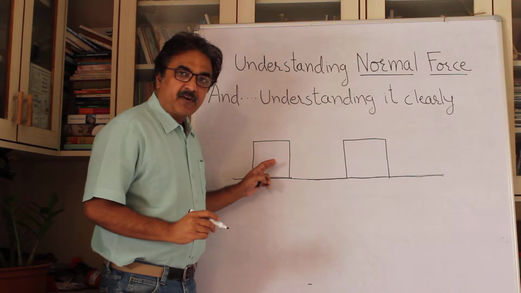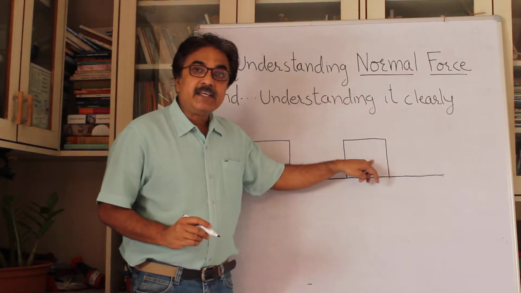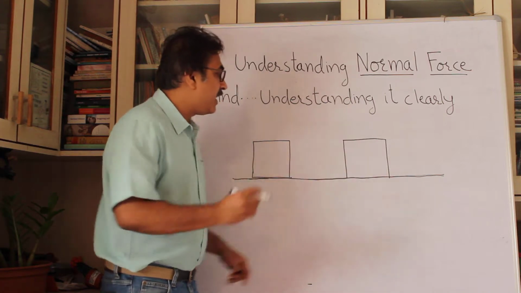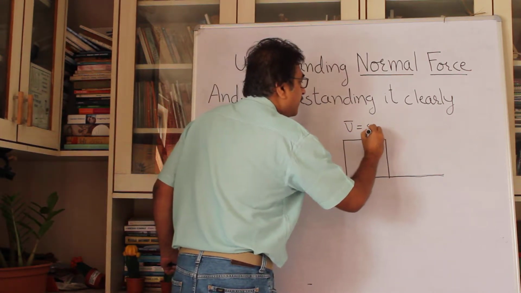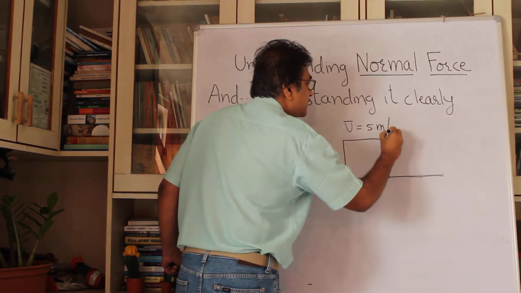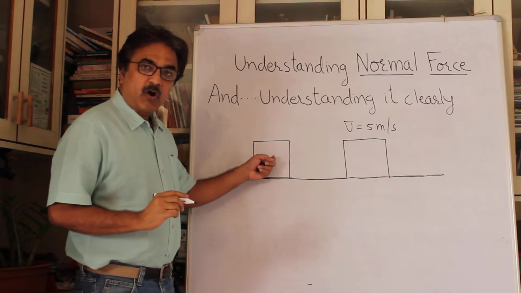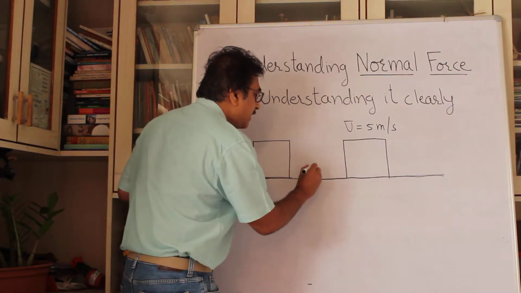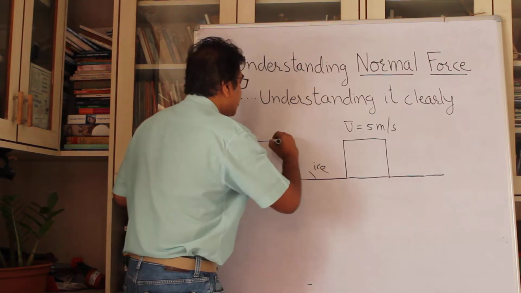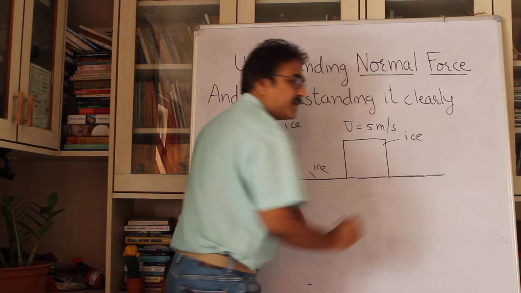So this block of ice is stationary and this block of ice is moving at a constant velocity of 5 meters per second. Let's say this one is moving, and this block is stationary. As I said, this is ice, this is ice, and this is also ice.